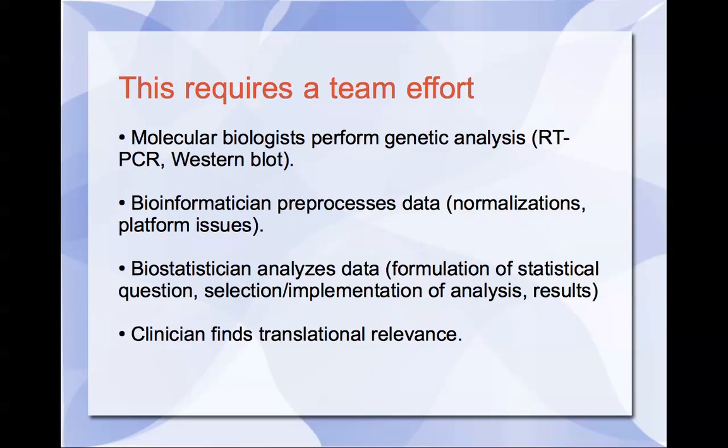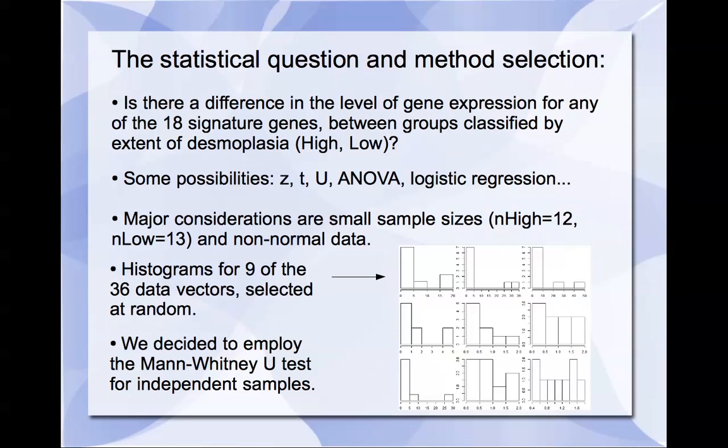This requires a team effort on the part of many people: the molecular biologists to actually perform the genetic experiment, the bioinformatician pre-processing the data and doing normalizations, making everything reasonable for analysis by the biostatistician, and the clinician to find translational relevance, like how the results of the experiment can be put into use in practice. So to formalize the statistical question: is there a difference in the level of gene expression for any of the 18 signature genes between groups classified by extent of desmoplasia as either high or low?